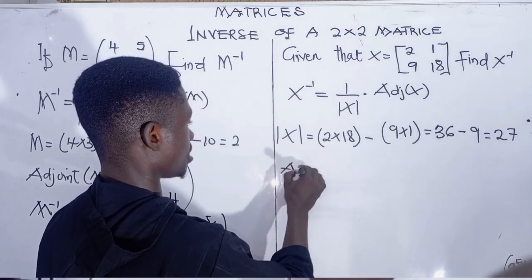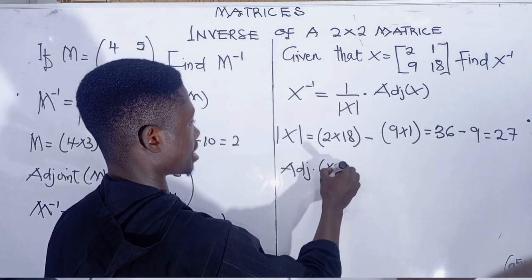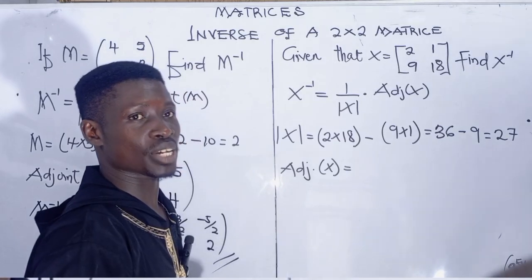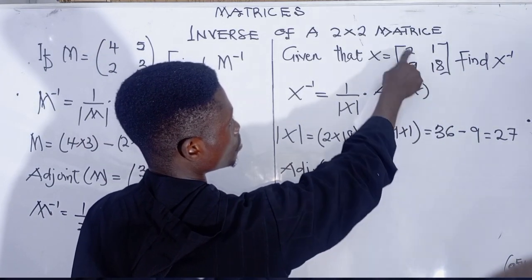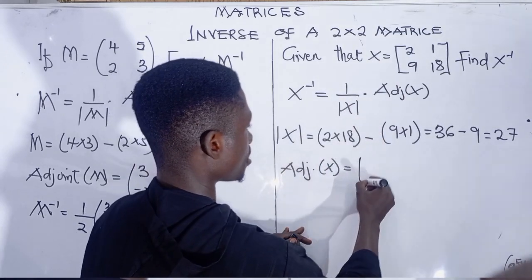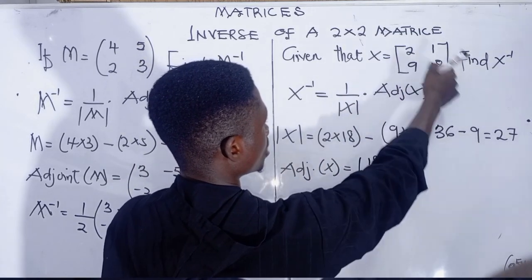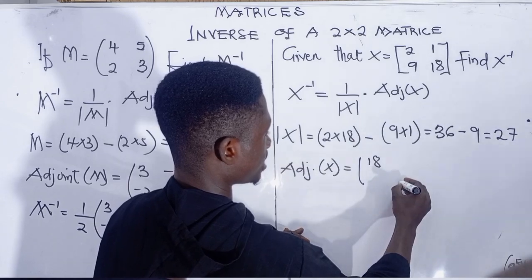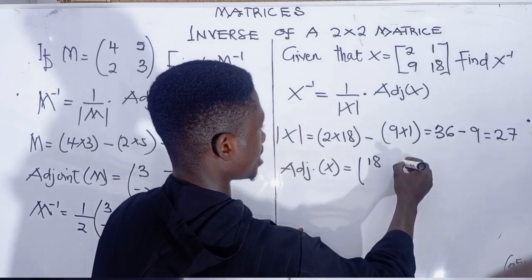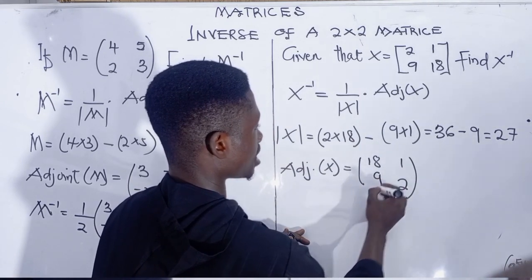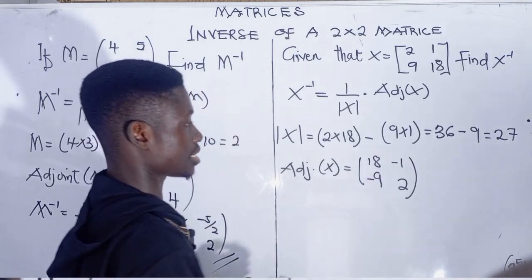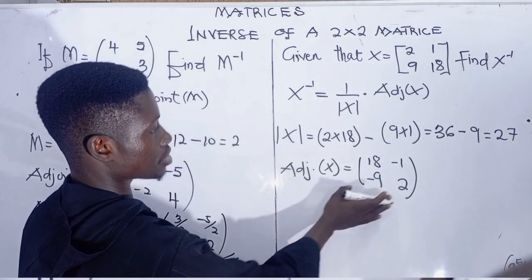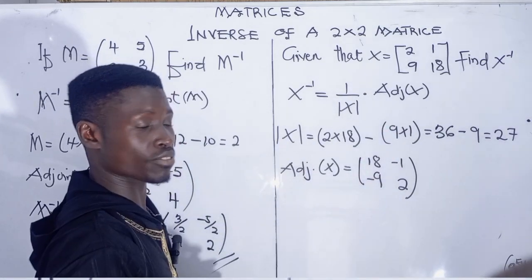So we have the adjoint of matrix X. So with that, as I said, we are going to interchange the position of the 2 and then the 18. The 18 will come to the top. So we have 18, and the 2 will come to the position of the 18. And then once you have this, you negate the 1 and then the 9. As easy as that. Now that we have this, we are just going to substitute this into the inverse formula.